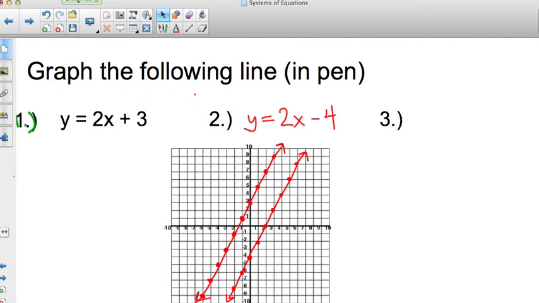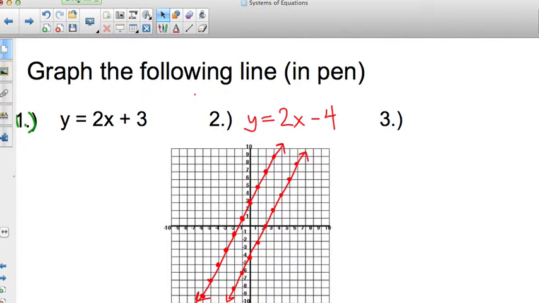Someone tell me something that is the same between these two lines. The slope, just from looking at the graph, they have the same slope. Somebody tell me something that's different. The y-intercept is different. They're both in slope-intercept form, but the y-intercept is different. Okay?